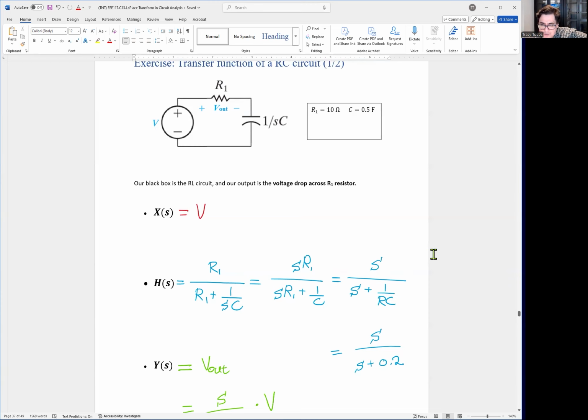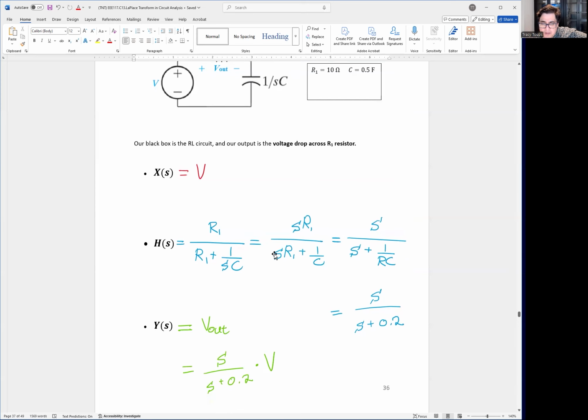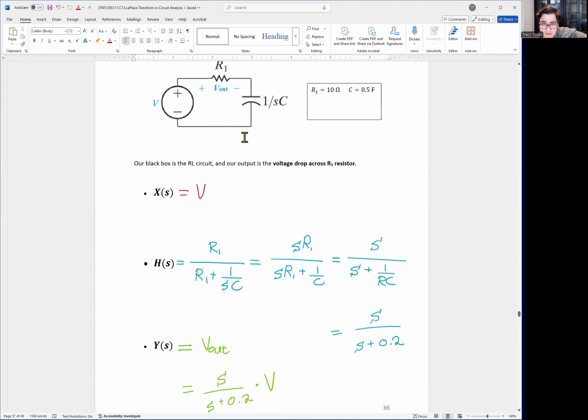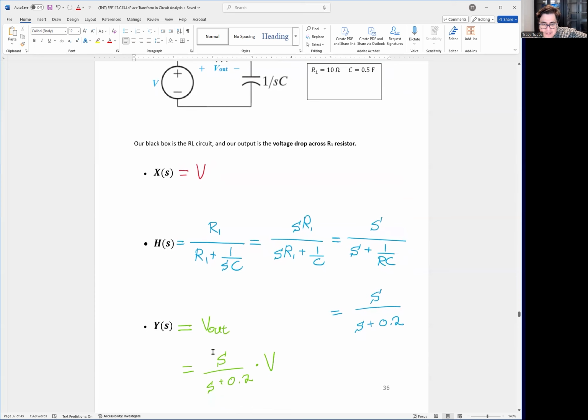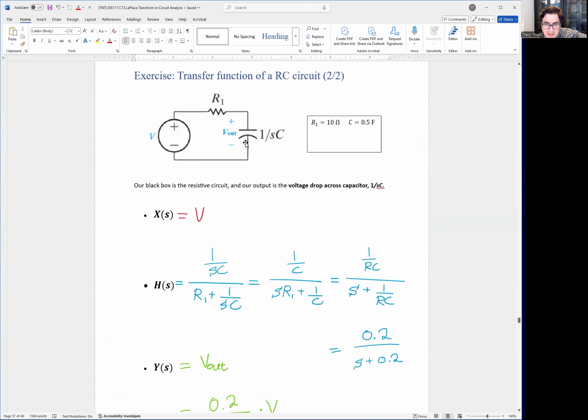This is the gain of the circuit right here, the transfer function, H of S. We can plug in R and C. R is 10, C is 0.5, so you have S divided by S plus 0.2. And your output, Y of S, is V out right here, where the gain is H of S times X of S, where H of S is S over S plus 0.2 and the input is multiplied by V.